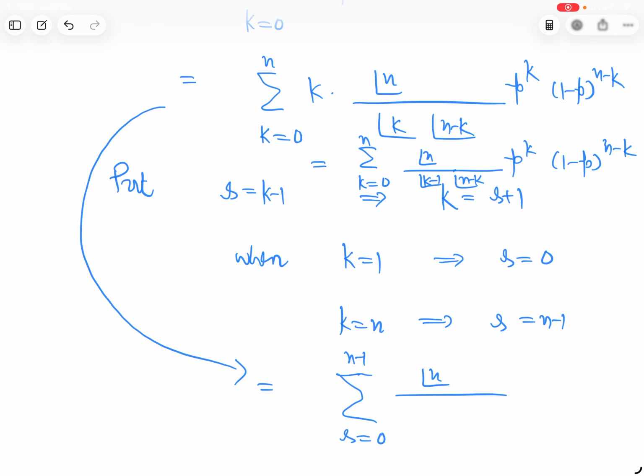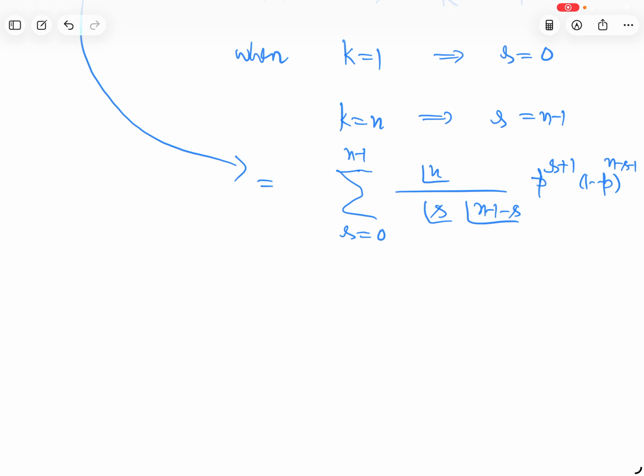Now we have taken s is equal to k minus 1. Okay, so what will be this? In place of k minus 1 I can put s, and this will be n minus 1 minus s. Okay, k का वैल्यू रख दो, क्या आएगा? p to the power s plus 1, 1 minus p to the power n minus s minus 1.